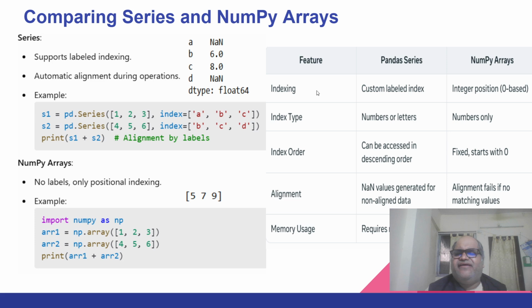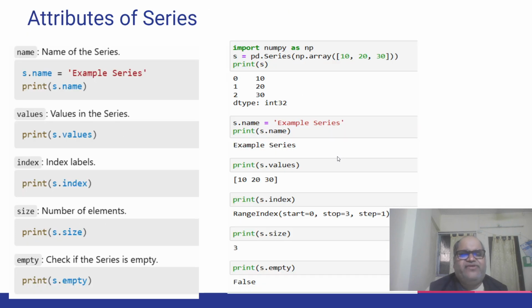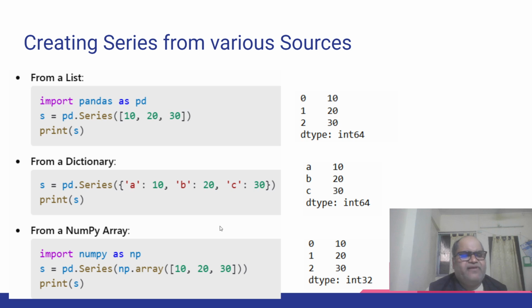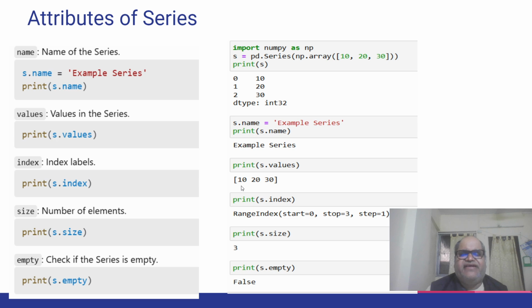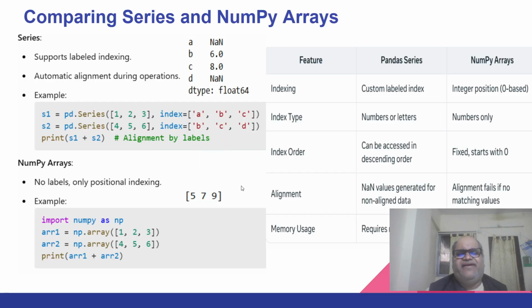on the indexing side, NumPy uses integer position, so you can only access elements with 0-based positioning, from 0 to whatever number, for indexing or other purposes. While, as you saw in the earlier example, the one from the dictionary, you can access 10 by using square bracket A, S square bracket B, S square bracket C. That's what it is talking about: custom labeled index is possible in the case of Pandas series. What are the index types? It could be numbers, it could be letters, but NumPy supports only numbers.